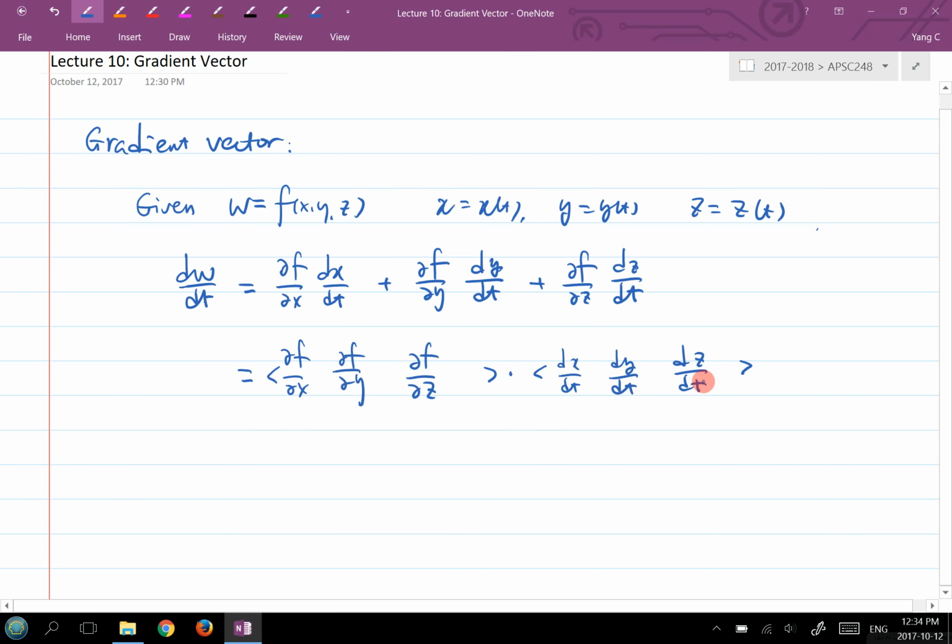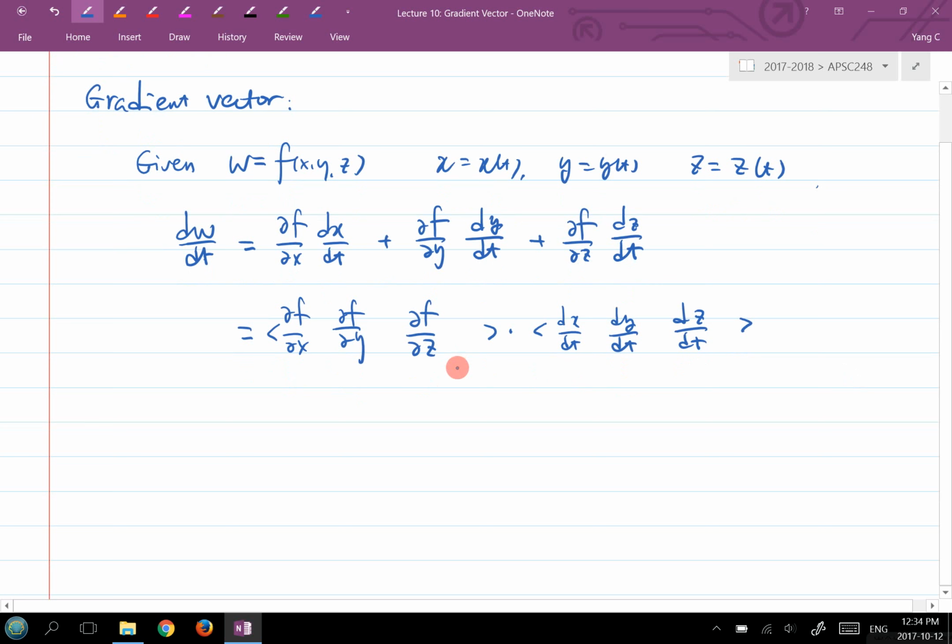Now if you look at this, there are basically two vectors here. The second vector is made of x of t, y of t, z of t, so that is the derivative of a parametric equation, dr over dt. Your parametric equation is essentially x of t, y of t, and z of t.